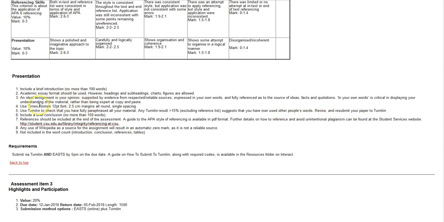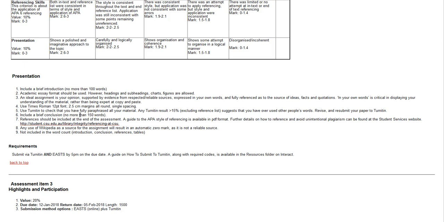We want you to use Times Roman, 12-point font, 2.5 centimetre margins, and single spacing, no 1.5 spacing, no double spacing, please. Use Turnitin to check against the aspects of plagiarism. You can submit to Turnitin as many times as you like up until the time that your assignment is due.